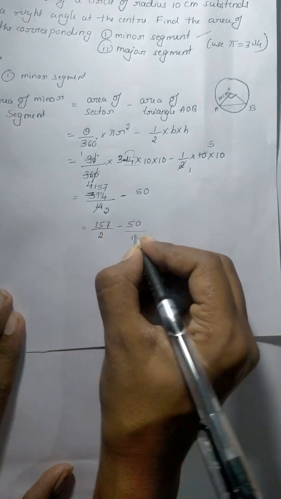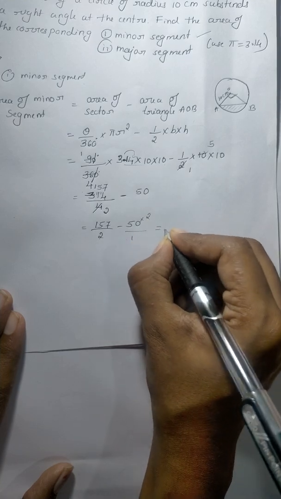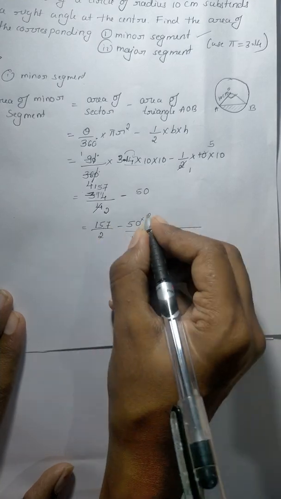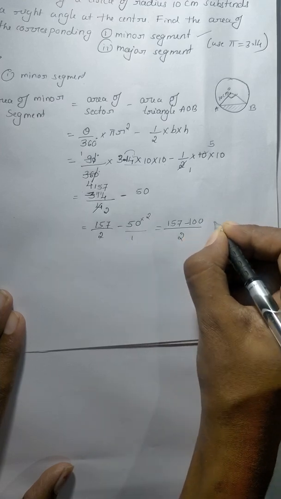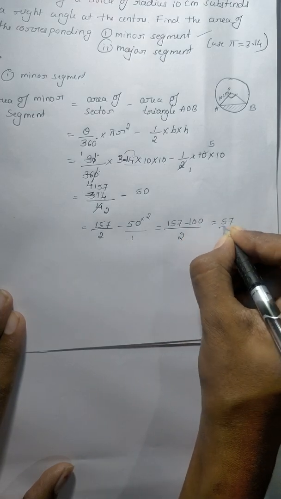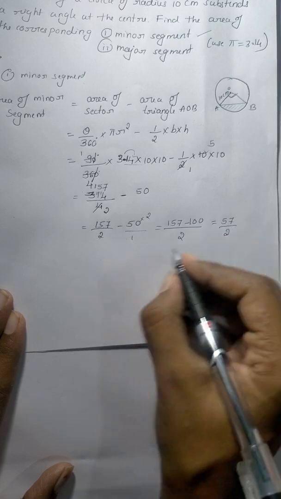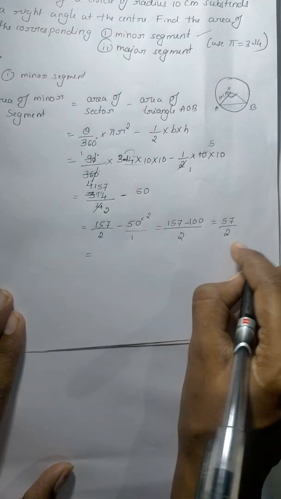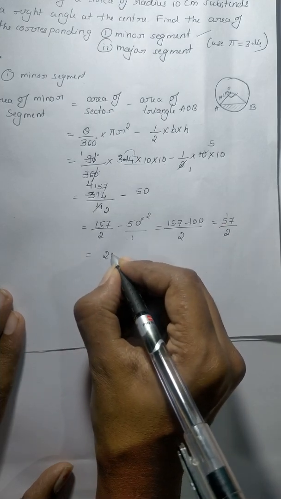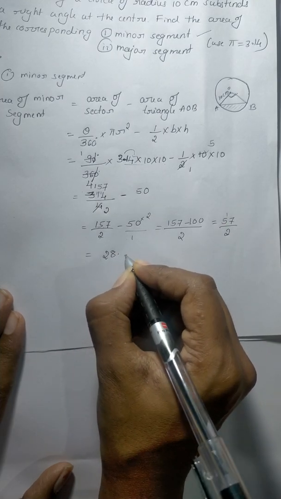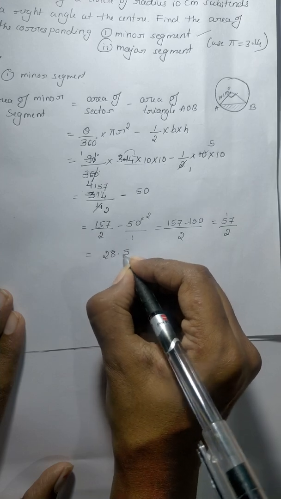Now we can take the LCM. 2 is in the denominator, so the LCM will be 2: 157 minus 2 fifties are 100. So remaining is 57 by 2. So we'll divide that one: 2 twos are 4, 1 remains, then 16, 2 eights are 16, so point 1 remains, 5 is a centimeter square.